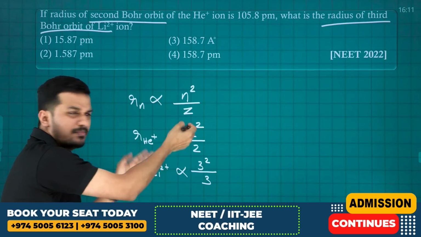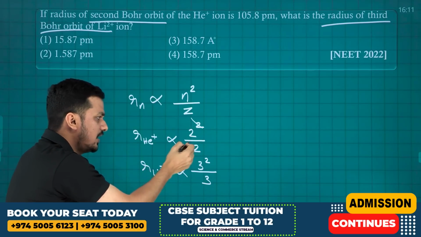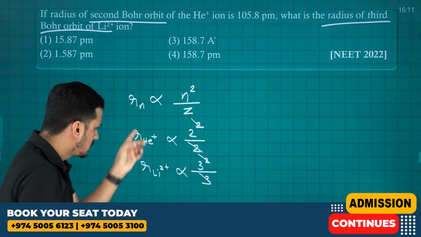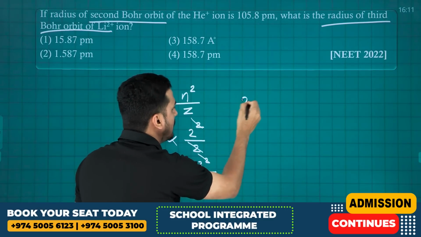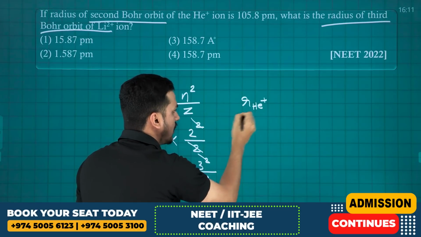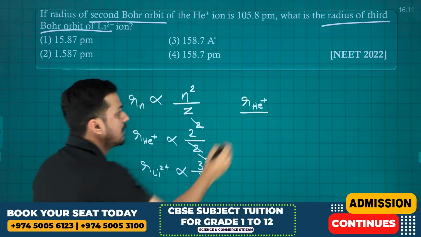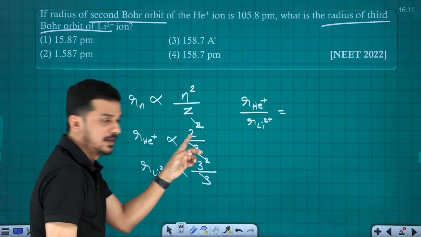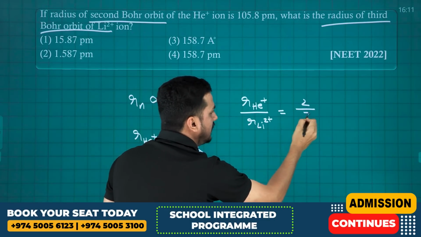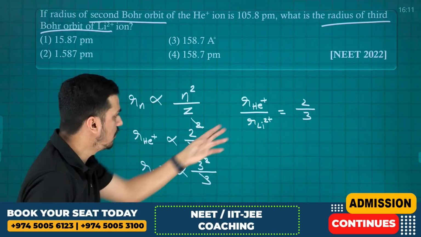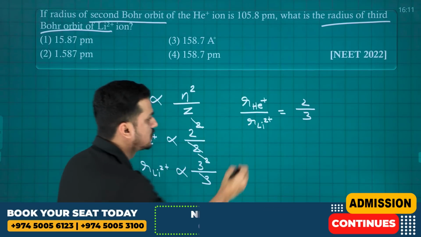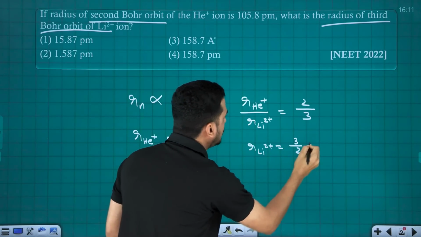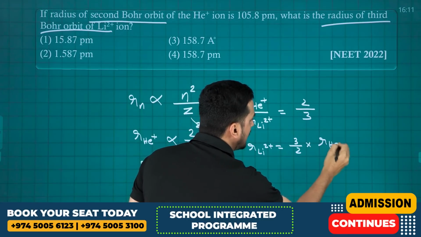So before that, let's simplify. 2 square by 2 means 2 only will be there. 3 square by 3 means 3 only will be there. So while dividing, radius of helium plus divided by radius of lithium 2 plus will be equal to 2 by 3. Now they are asking us to find the radius of lithium 2 plus. So radius of lithium 2 plus is equal to 3 by 2 times the radius of helium plus given.